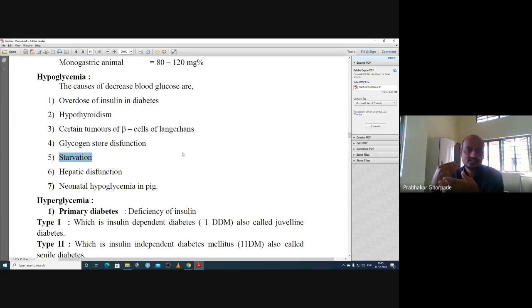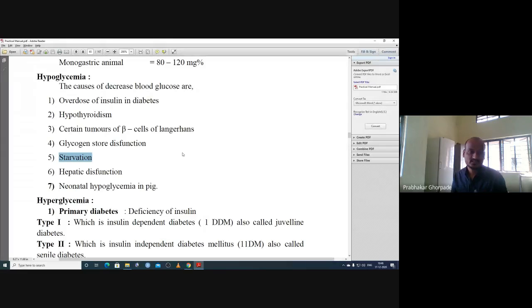In that case, there is a starting of confusion, and all nervous functions can be affected. That is why the person who has starved may have a somewhat shorter attention span compared to the person who is well eaten and well fed, right? So starvation is one of the conditions in which a person will get hypoglycemia. Hepatic dysfunction is another; if a person has a hepatic dysfunction, in that case also hypoglycemia can occur.